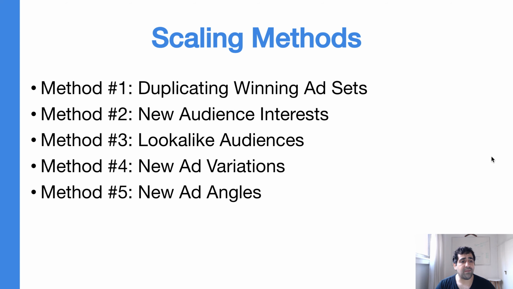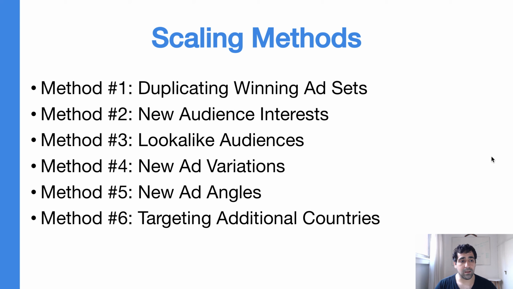Method number five is gonna have new ad angles, right? As I told you, you should start with a congruent ad, and then once that is proven, you can start testing more and more angles that push ads to the same funnel, but coming from a different direction that is gonna be appealing to other segments of people, and also maybe to the same segment but from a new angle.